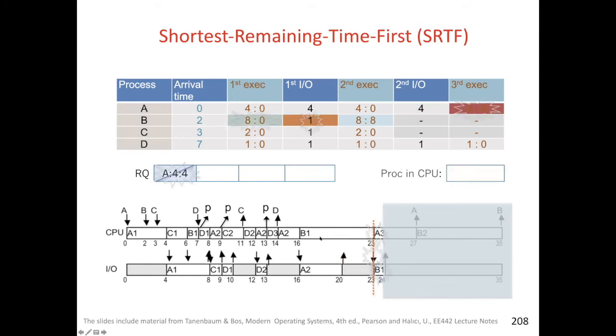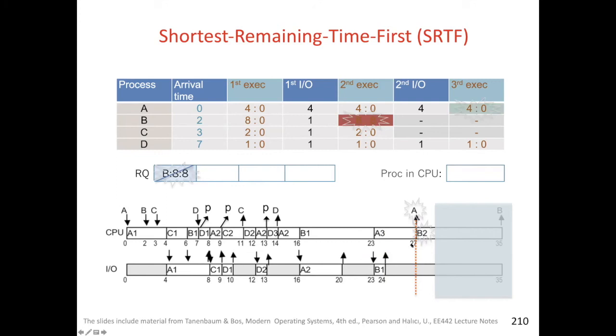It is shorter than the remaining time of process A, so B continues its execution. At time 23, process B finishes its first execution and it enters the device queue. And process A is chosen for execution. This is the third execution of process A. At 24, process B finishes its I/O operation. It enters the ready queue.